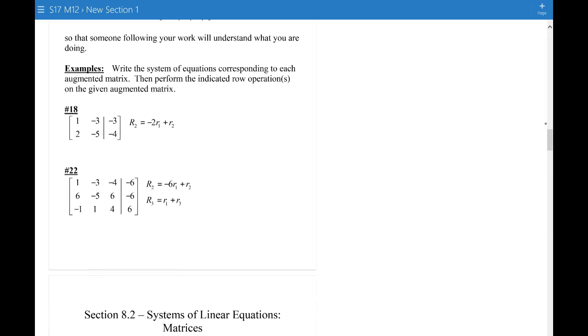So first we write the system of equations corresponding to the matrix. So we can see this is x minus 3y equals negative 3. And then 2x minus 5y equals negative 4. Then the instructions ask us to take negative 2 times the old row 1 plus old row 2 and make that new row 2.